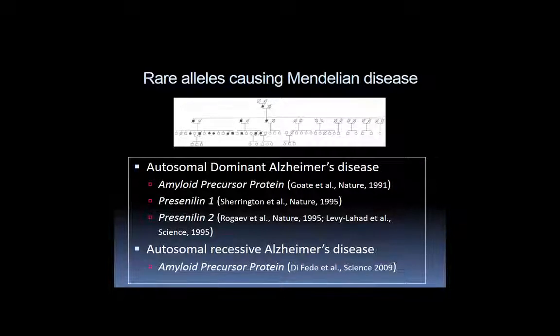In 2009, the Indiana group reported a family where the inheritance is recessive, and this is a mutation also in APP. But this is, I would say, the only family that's been reported in the literature. All of the others are dominant families.